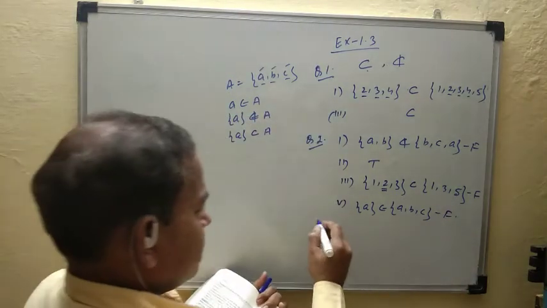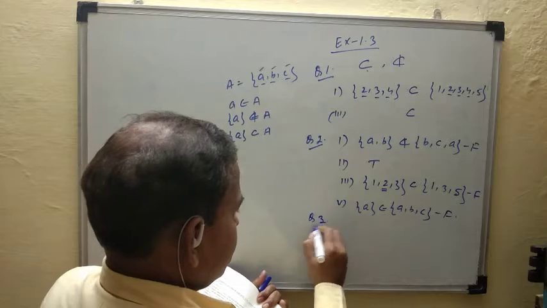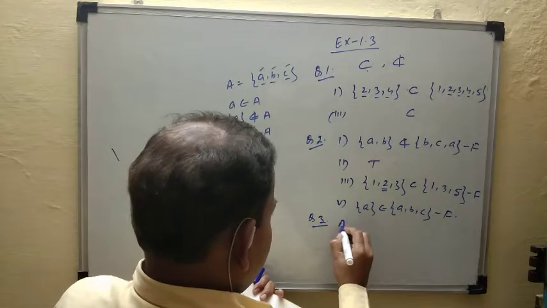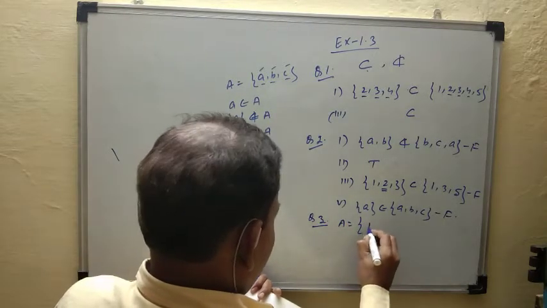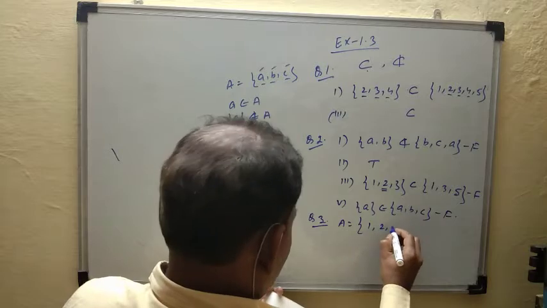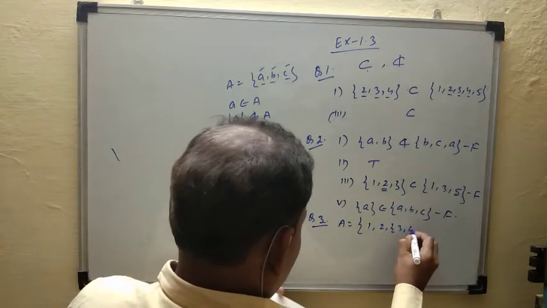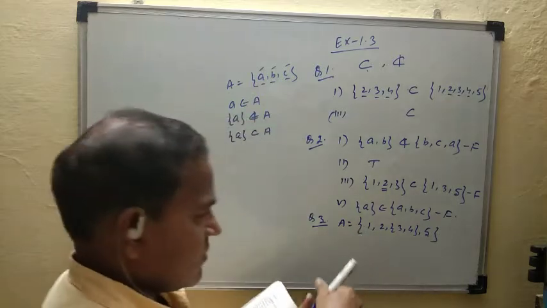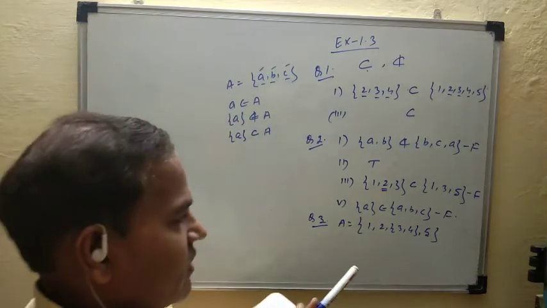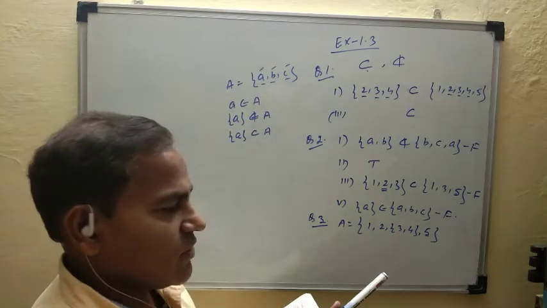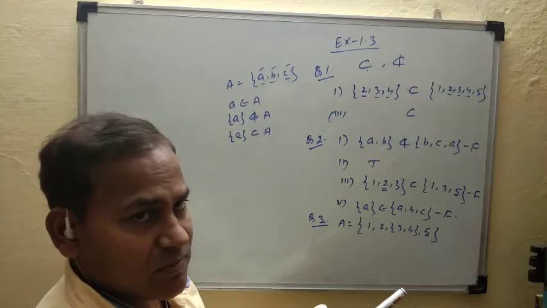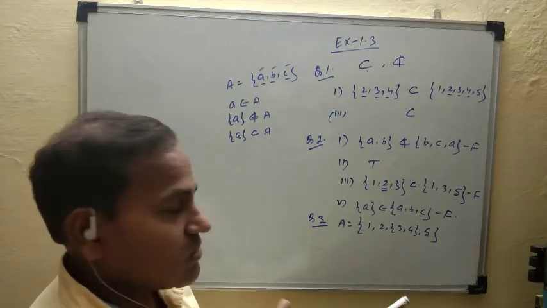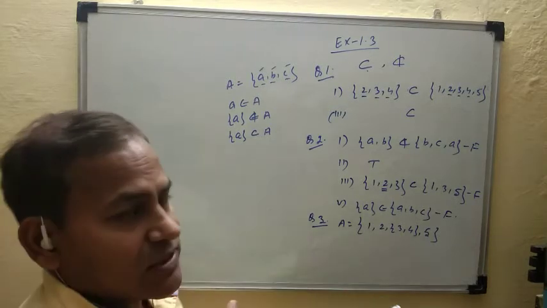Question number 3. Set A is given as {1, 2, {3, 4}, 5}. So first you count how many elements are in this set.